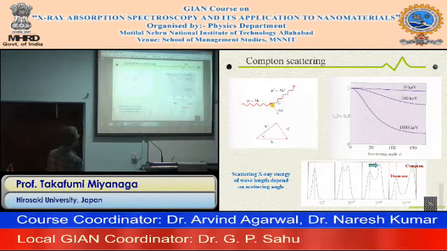In the case of forward scattering, the energy of the Compton scattering is the same as the incident X-rays, but this is just one case. As we change the angle, the scattering energy decreases, and it depends on the angle and on the incident X-rays.